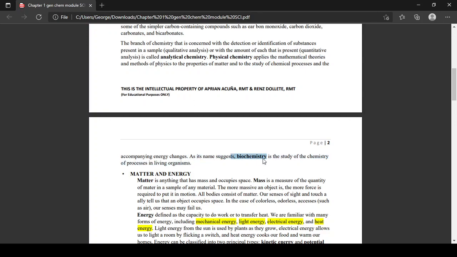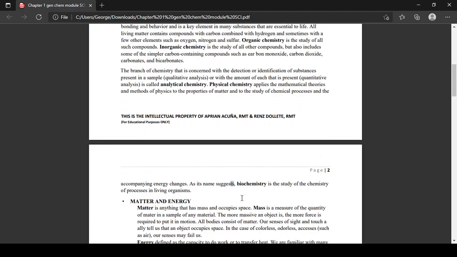Next, you have your biochemistry. It is the study of the processes of living organisms. Bio means life. Life, sir. And chemistry is the study of the processes involved in that certain type of matter. So combining bio and chemistry, it is the study of the processes of living organisms. So, good with biochemistry.